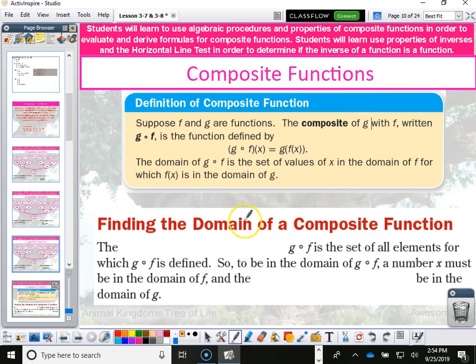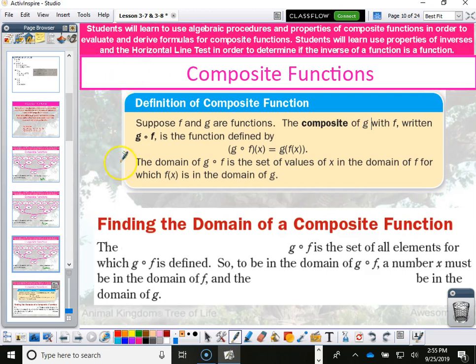Okay, so what we're looking at is composite functions. So what you need to do is take a second and jot this definition down. It says, suppose f and g are functions. The composite function, the composite of g with f, written g circle f, is the function defined by g circle f of x, which means g of f of x. The domain of g circle f is the set of values of x in the domain of f for which f of x is in the domain of g.